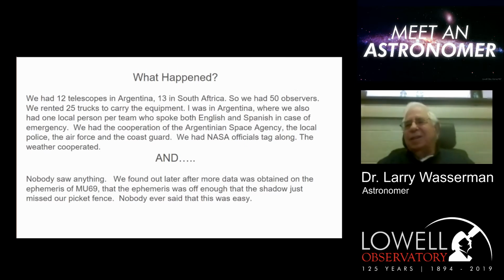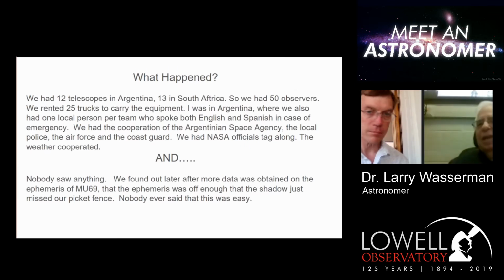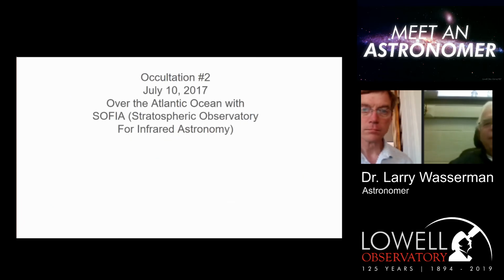So that's when I say an ephemeris can be bad or it can be good. This one's bad, but only at the 15-mile level. Okay, onward. Occultation number 2. This one is over the Atlantic. Remember I said I could take a telescope over water? This one's over the Atlantic Ocean with SOFIA.